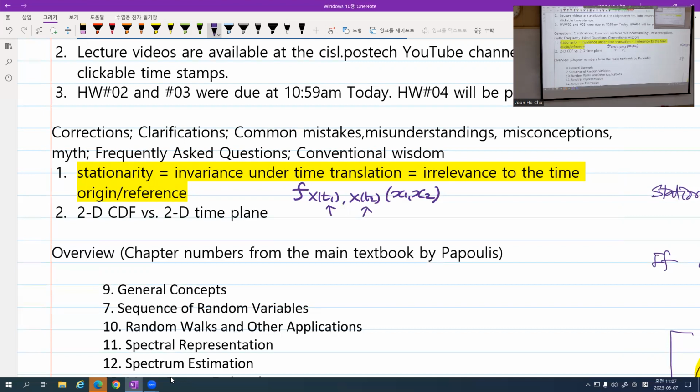So be careful. When I draw a 2D plane, right? Sometimes the horizontal axis and the vertical axis were X1 and X2. And sometimes the axes represented T1 and T2.